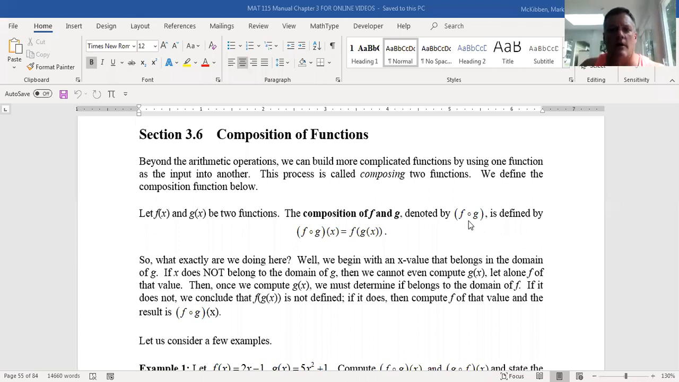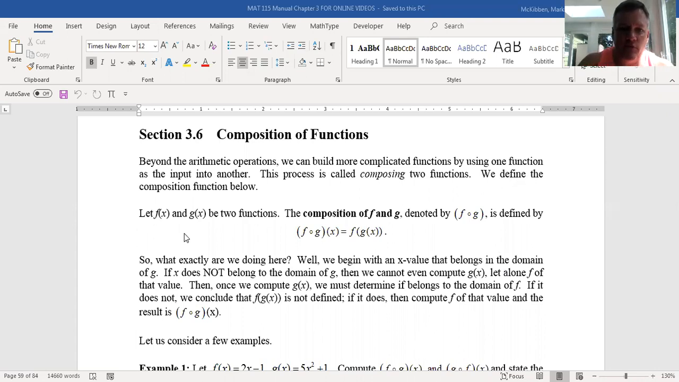Good deal. All right, so this really is an extension of the previous section, right? We talked about arithmetic operations on functions there, and the notion was that you wanted to build new functions from existing ones. And the same sort of thing is going to happen here, only now we're going to introduce a new way of doing that. And that way is called composition.